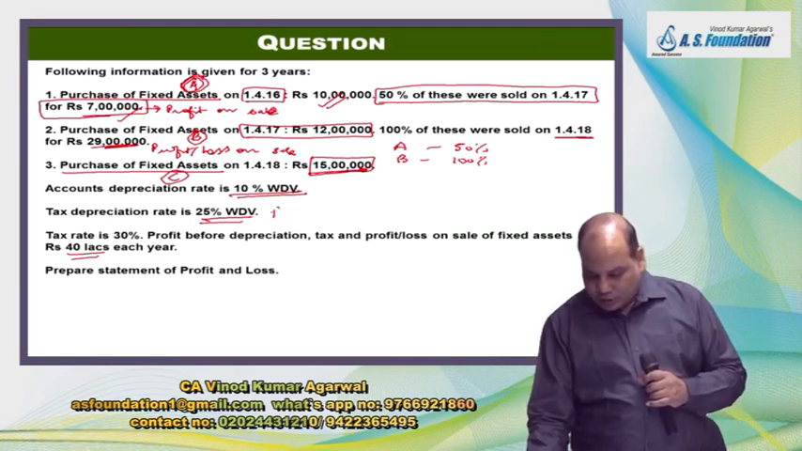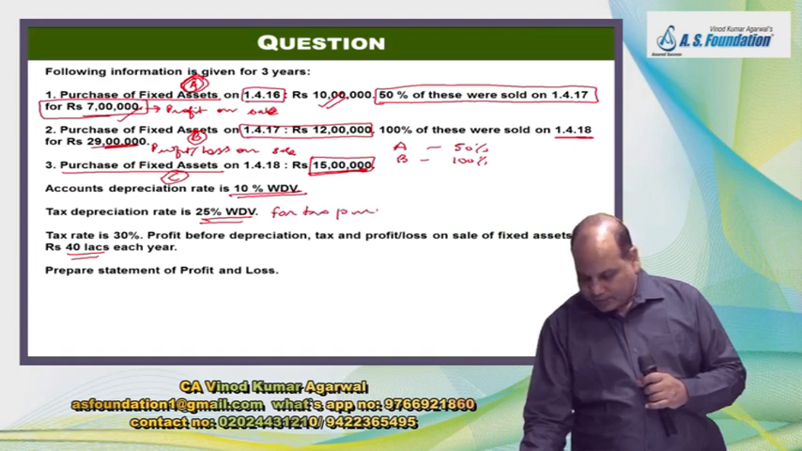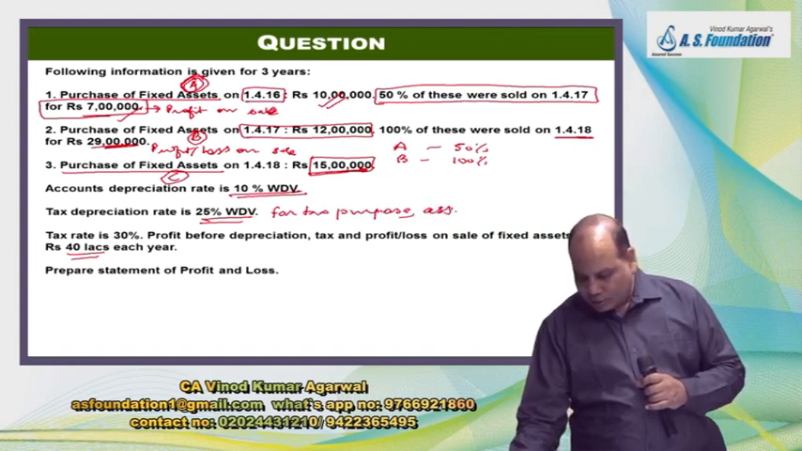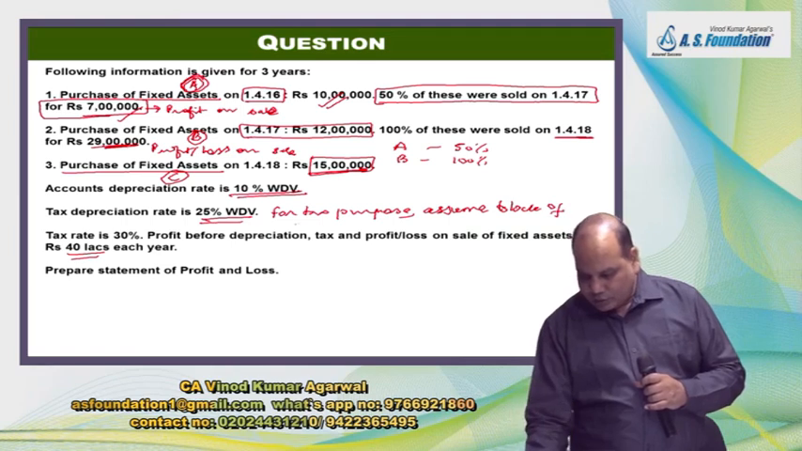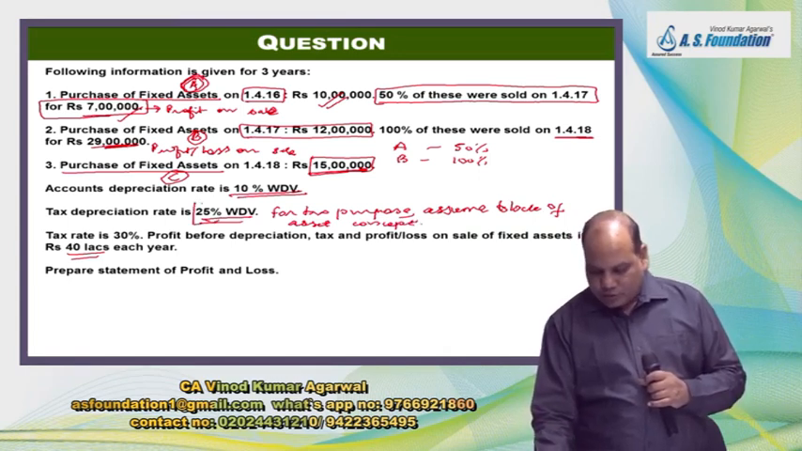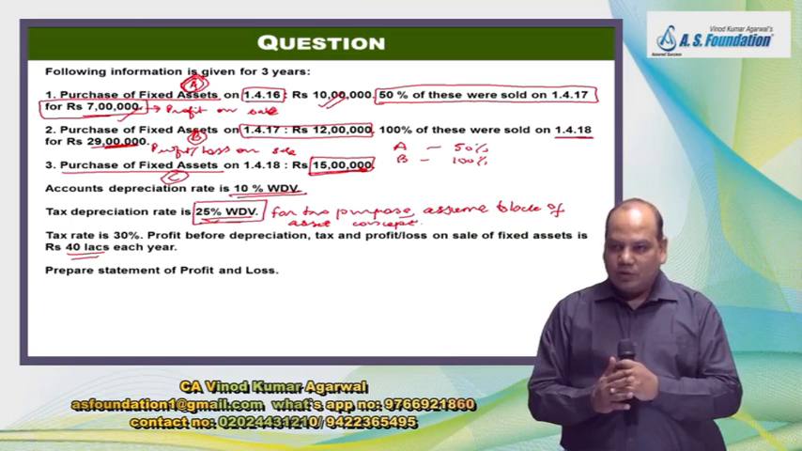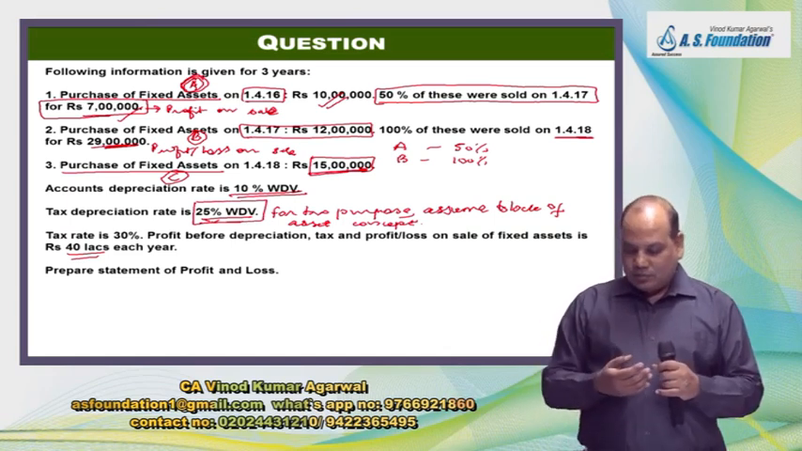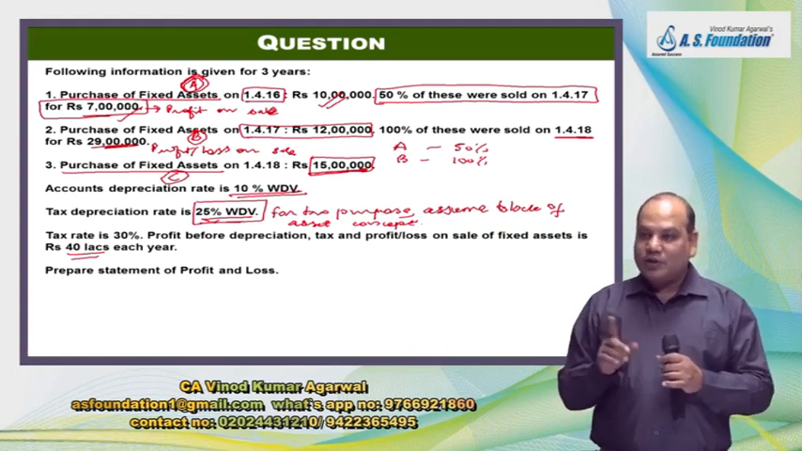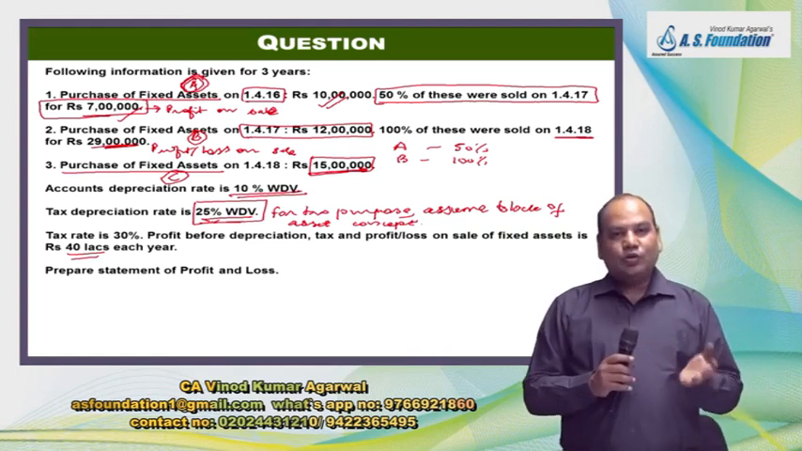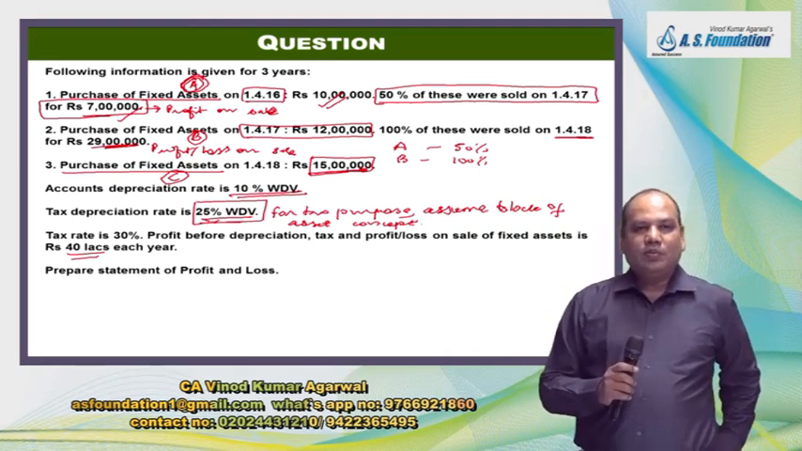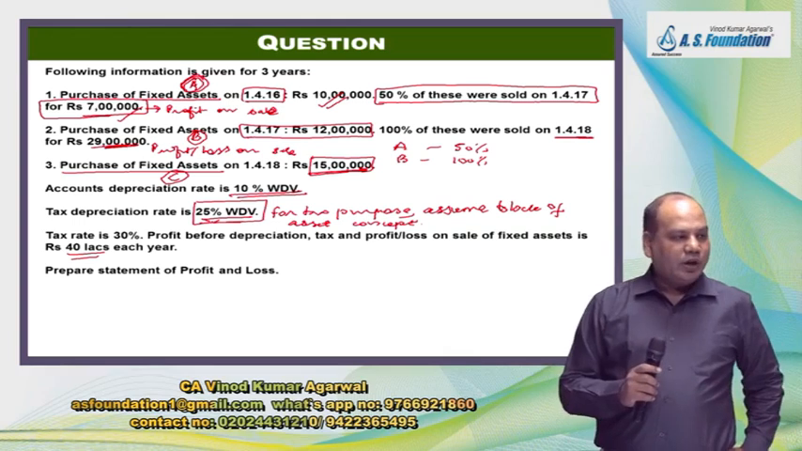Now right here, for tax purpose, assume block of asset concept. Block of asset concept means all assets which are subject to the same rate of depreciation will come under the same block. When you buy, add. When you sell, deduct the sale value. Okay. And then you compute the depreciation by doing plus and minus.